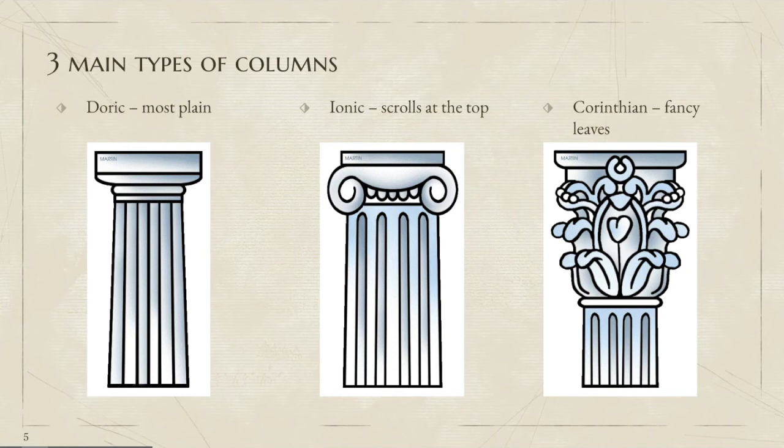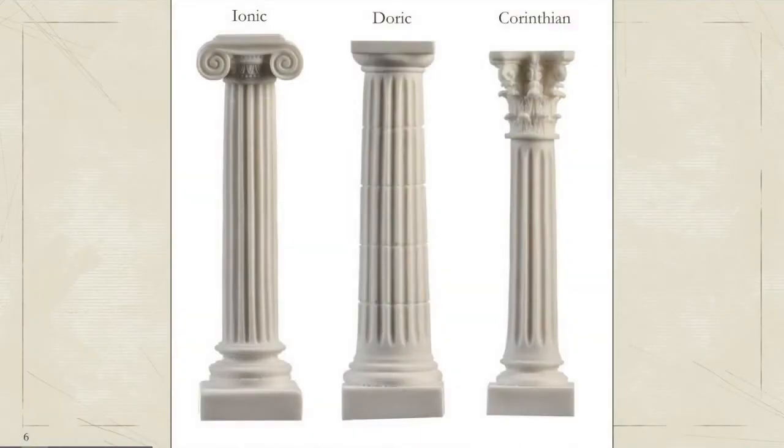And then columns continued to be used through the Middle Ages into the 1800s, and they're still used to this day. Here's an actual photo of the different types of columns so that you can really get an idea of what they look like three-dimensionally.